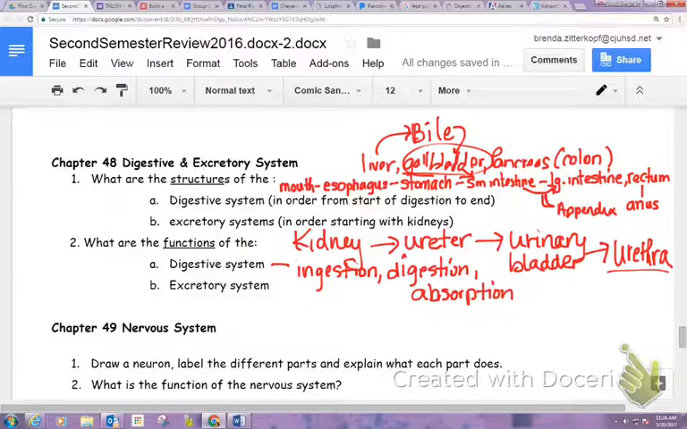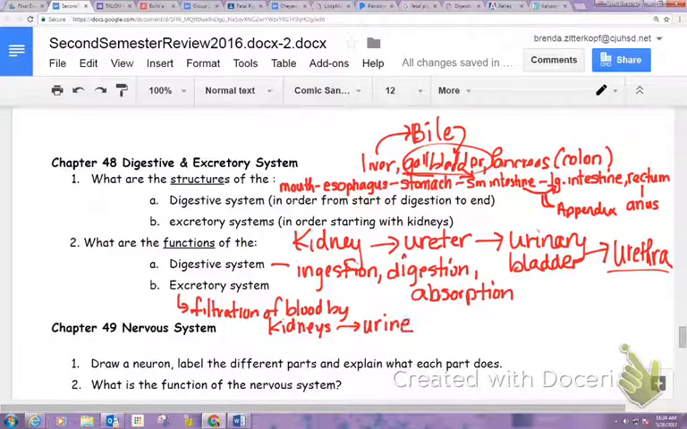The functions of the excretory system are filtration of the blood by your kidneys. And the result is urine. Urine is the waste products that are left over. So at any given time, 25% of your blood volume is in your kidneys.